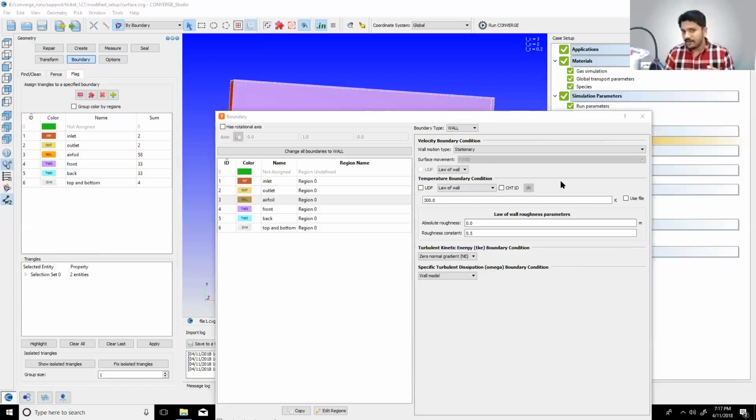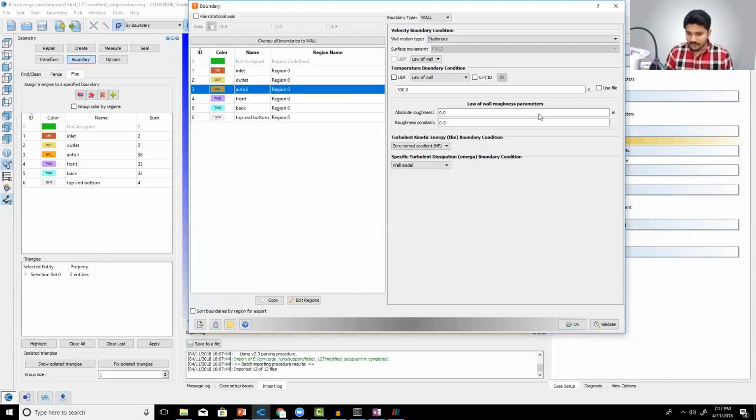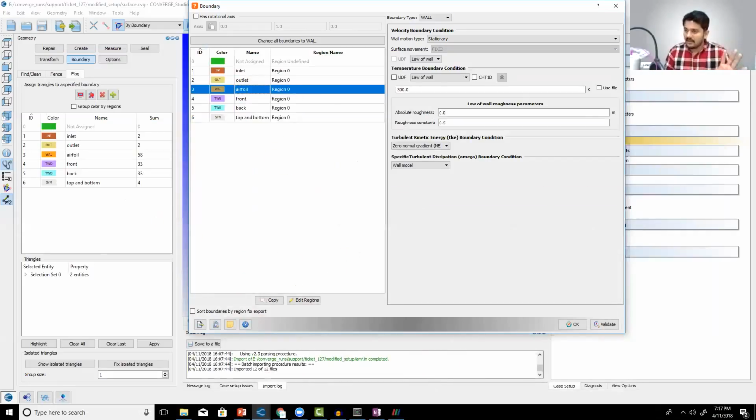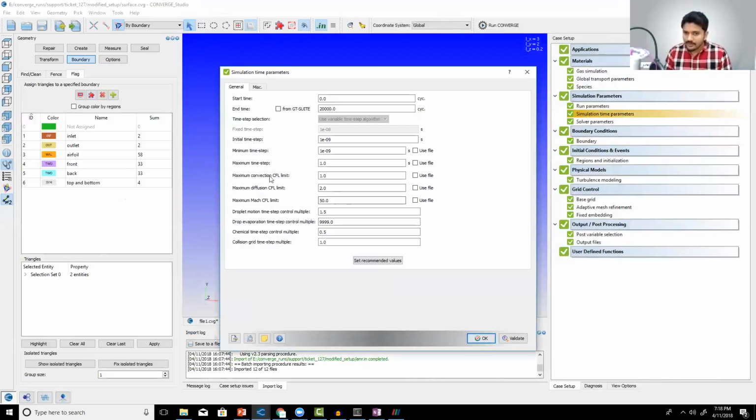There is this magic number called the CFL number, which is, in this case, let me just show that here. C times delta T by delta X. This is called the convection-based CFL number. Why? Because this is the convection equation. If this number is greater than 1, then your system becomes unstable. So when you're trying to solve it, your results will be completely garbage. It's going to be unphysical results. If you see in Converge, this CFL, look at that, that's the maximum convection CFL. It's mainly for your momentum equations.